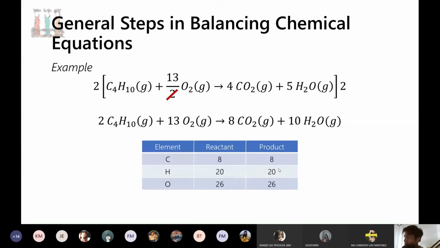Okay? So, yan. So, you can check the number of atoms manually. So, okay na bahala dyan. So, ganun lang yung pag-balance ng CHOs, yung ating mga combustion reaction. Okay? So, ganun lang.